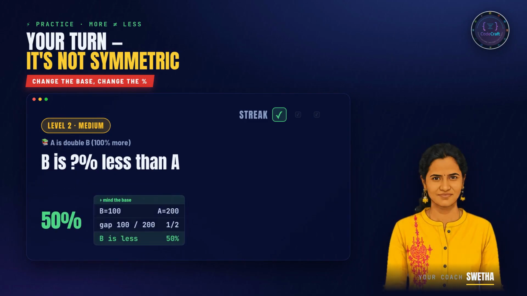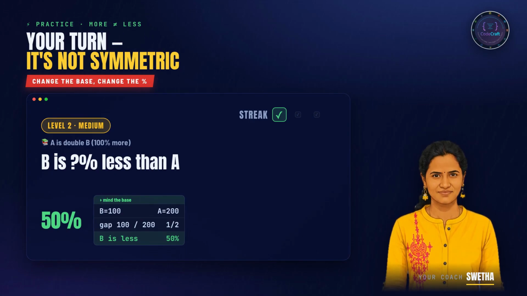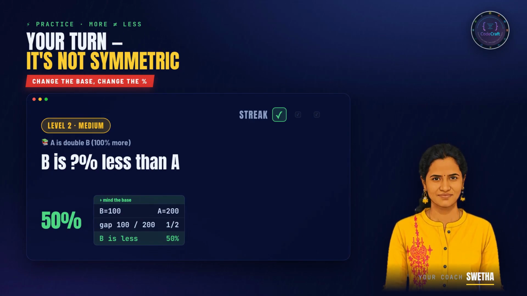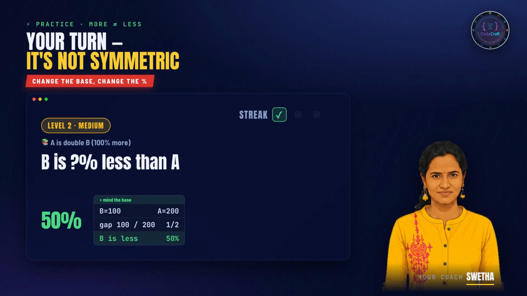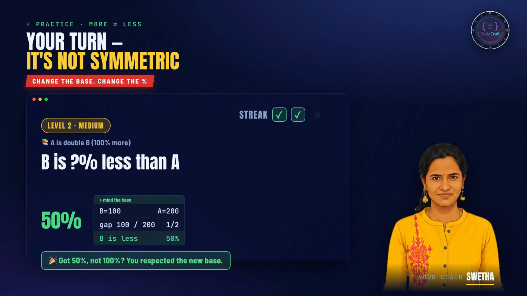B is 100, A is 200, B is short of A by 100. But out of A's 200, that's 100 over 200. 1/2, 50%. Doubling one way is only a 50% cut the other way. If you divided by 200, you respected the new base.